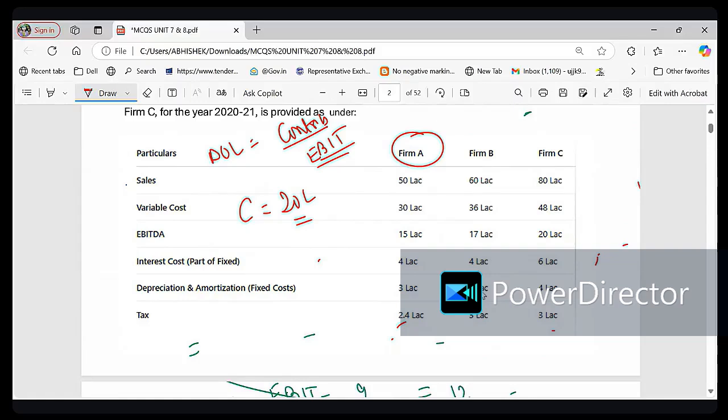Now let's calculate the DOL. What is contribution for firm A? It is 20 lakh. I am waiting for your response. And what is EBIT for firm A? Please answer. We have just calculated the EBIT for firm A. EBITDA, which is 15 lakh, minus depreciation, which is 3 lakh. So 15 minus 3. If you have any doubt, please let me know. I am here to clear your doubt.